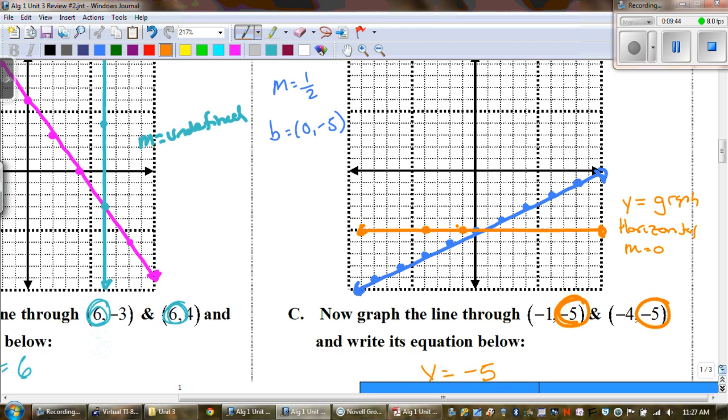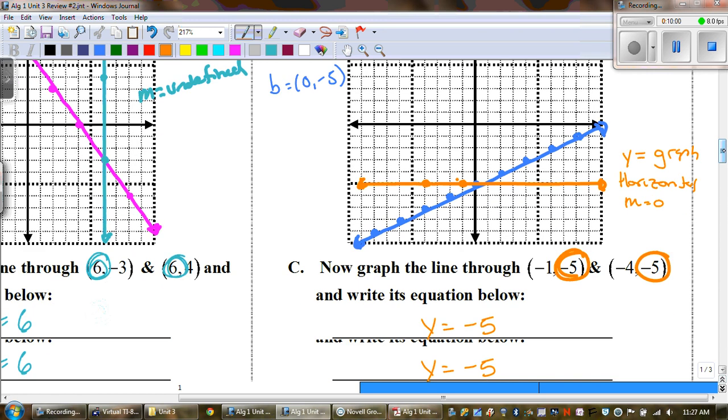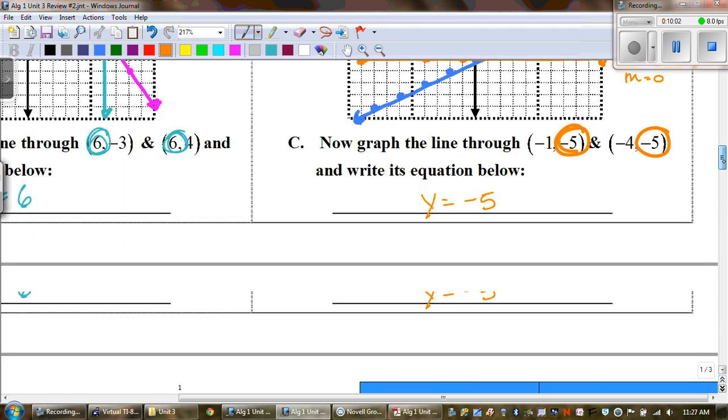So that's the blue line. And then part C says now graph the line through (-1, -5) and (-4, -5). So I put those 2 points in, I drew the line. It's a y equals graph because it's a horizontal line. I know that m equals 0, horizontal line, y equals -5.